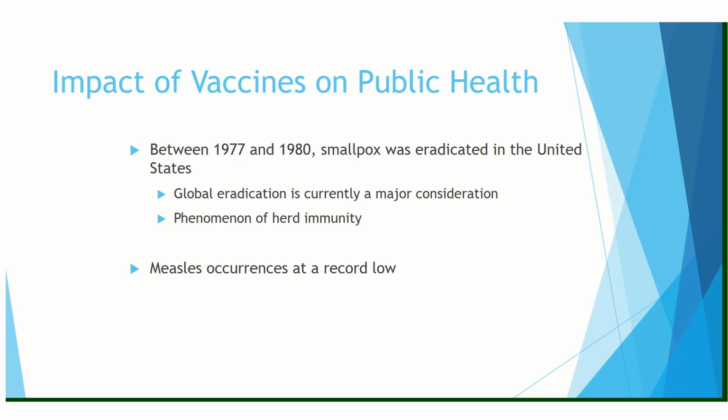So what is the impact of vaccine on public health? It really reduces the incidence of infections. It also plays a good role in the intervention of infectious disease. For example, between 1977 and 1999, smallpox was eradicated in the United States, and global eradication is currently a major consideration. Also, the phenomenon of herd immunity really boosts public health.